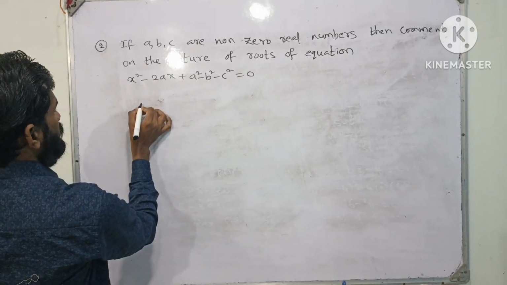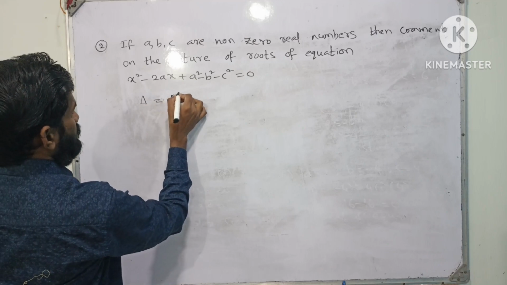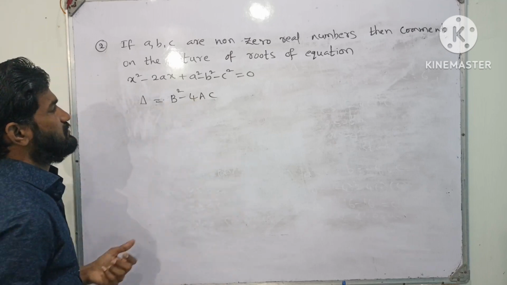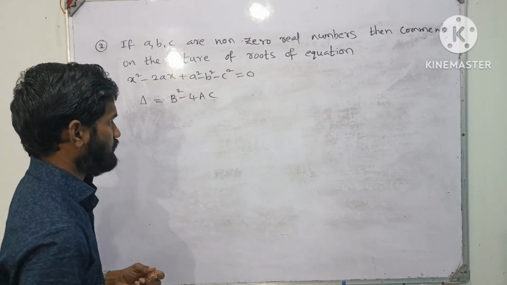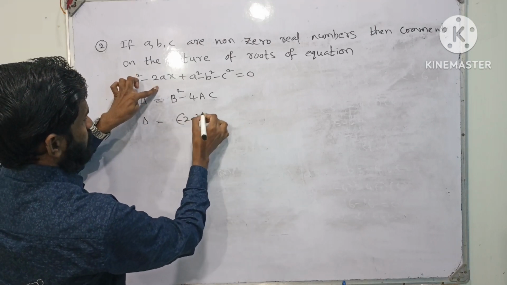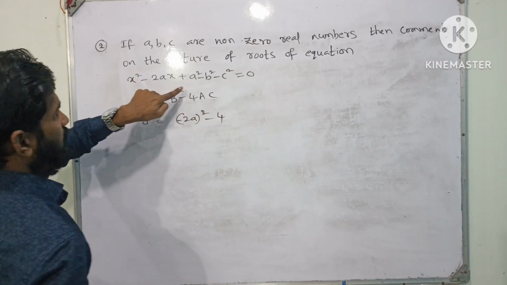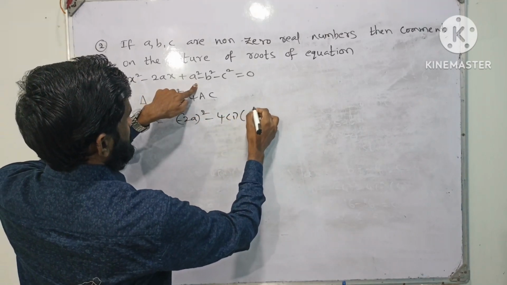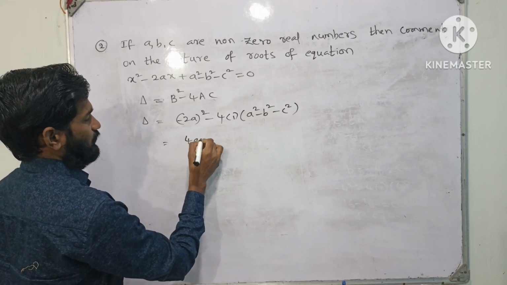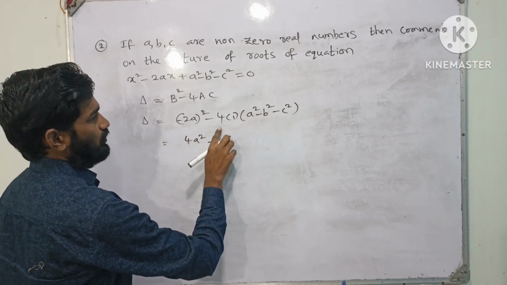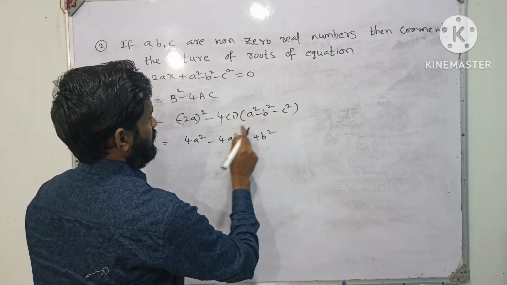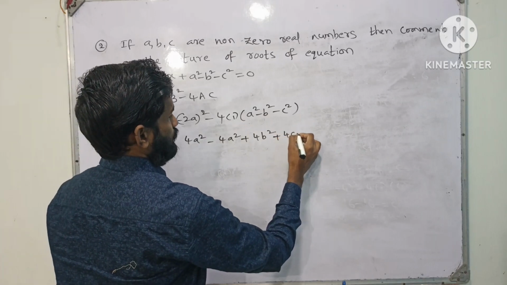First of all, what is a value here? A value is 1. Discriminant is equal to b square minus 4ac. So why are we taking capital letters here? Because already in the question small letters exist, that's why. Okay, so discriminant is equal to b square, that is minus 2a whole square minus 4. Okay, a value is 1 and c value is a square minus b square minus c square. Okay, now what will I get here, which is 4a square minus 4 into a square, which is again 4a square, minus into minus plus 4b square, and minus into minus plus, which is 4c square.